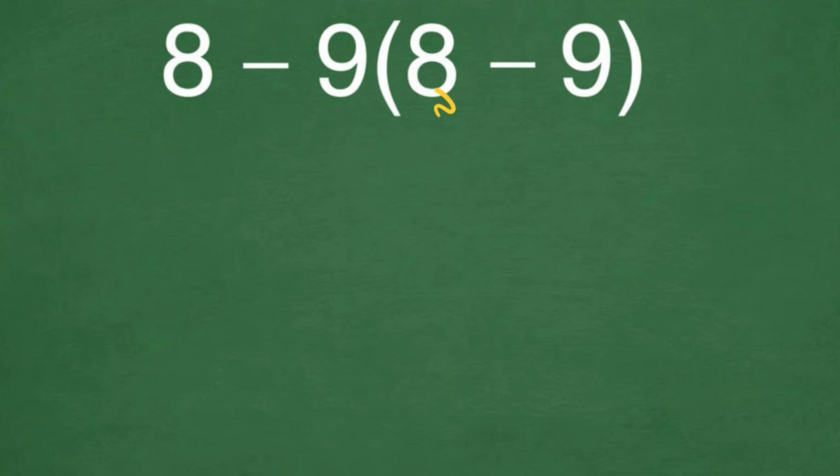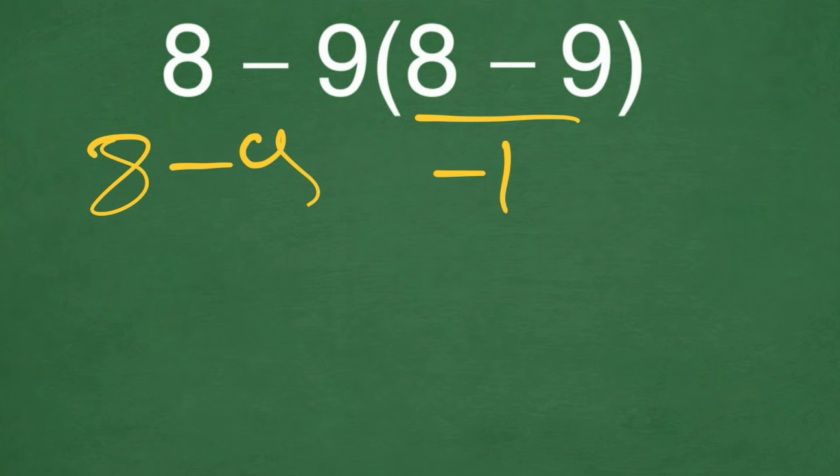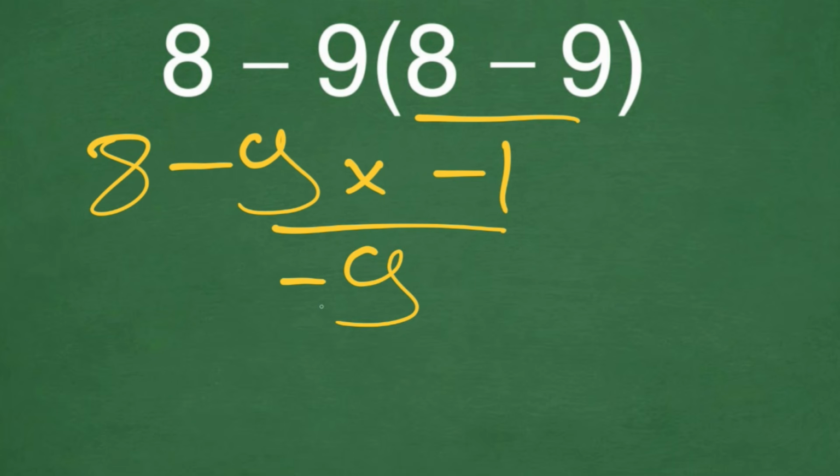So let's do the math correctly. So 8 minus 9 gives us negative 1. And the problem becomes 8 minus 9 times negative 1. And here we have a multiplication and subtraction problem. So according to the rule, we have to do the multiplication first. So 9 times negative 1 gives us negative 9.